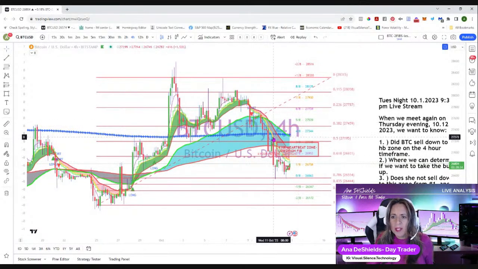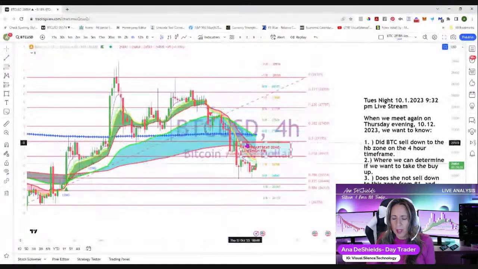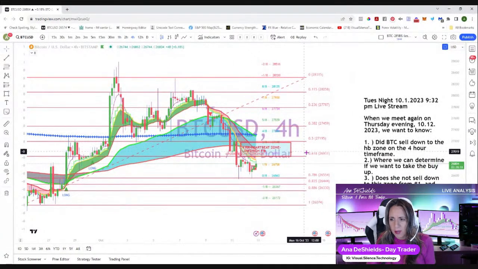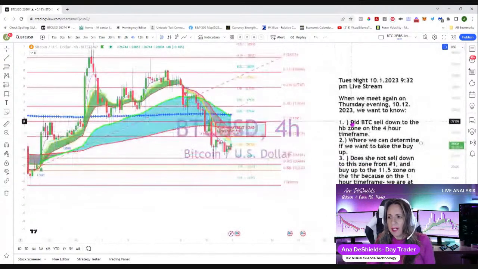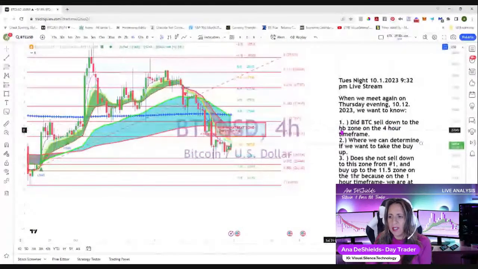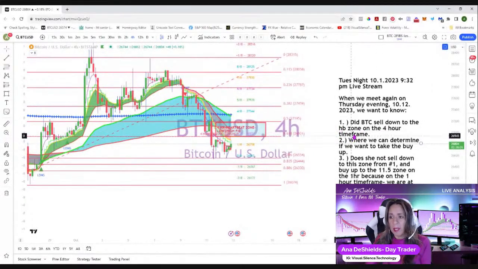Okay, so what did she do? We ended here and she hadn't come down this far. Okay, well, she went ahead and Bitcoin broke through the 800 and then broke and closed and opened below and then went into our heartbeat zone of the 50 to 61.8. And so what we have here on the right is, did BTC go down to the heartbeat zone? That's what HB stands for. Heartbeat zone on the 4 hour time frame. Did she do that? Yes, she's there.